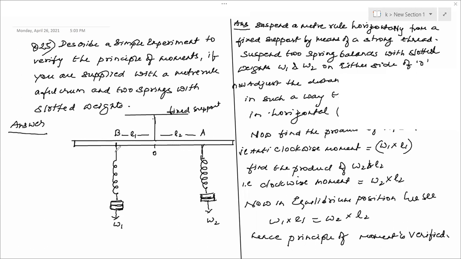You keep on adjusting. If one side gets more, it will tilt that way, so adjust the distance until the whole scale stays horizontal. When it is horizontal, find the product of W1 and L1. Find the product of W2 and L2, and you see that when it is in equilibrium, W1 into L1 equals W2 into L2. That is, the principle of moments is verified.